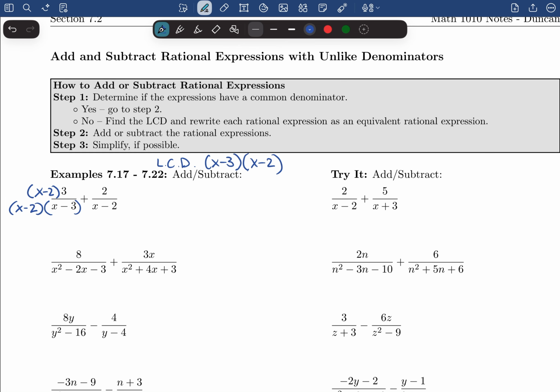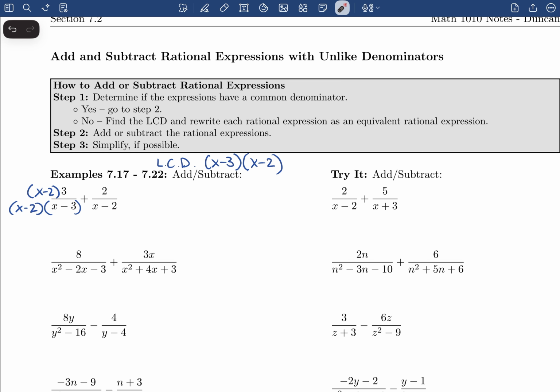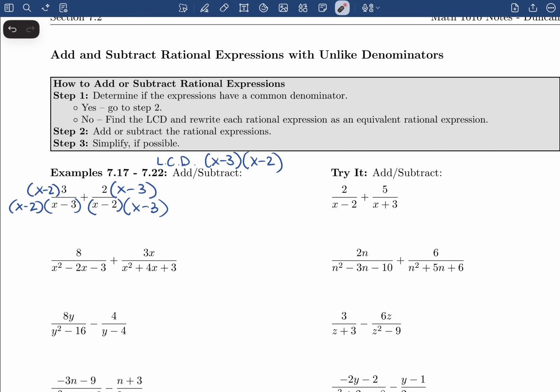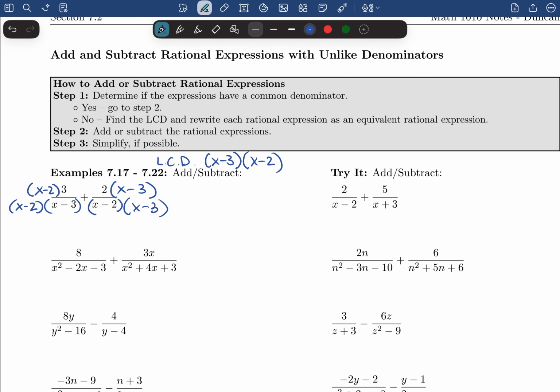Now, what's this denominator missing? It's got an x minus 2, but it's missing the x minus 3. So I multiply an x minus 3 on the bottom and on the top. This has allowed me to have a common denominator. Now my two denominators are the same: x minus 2 times x minus 3. They're exactly the same. And since they have the same denominator, I can add the fractions together.